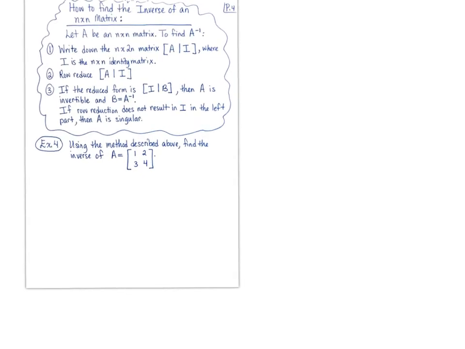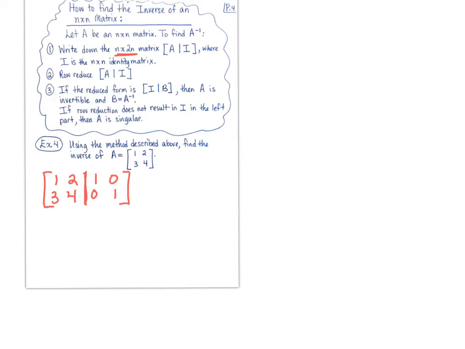We're going to write down our n by 2n matrix. Here, what's n for our example 4? 2. We're going to have a 2 by what? 4. Very good. We're going to have a 2 by 4 matrix. So we're going to have 1, 2, and draw that line, 1, 0. And we're going to have 3, 4, 0, 1.